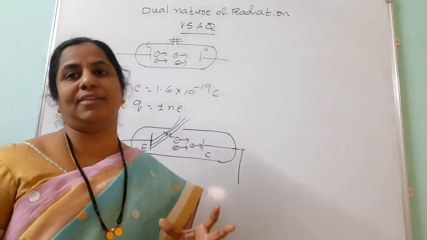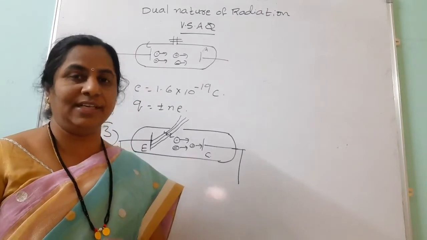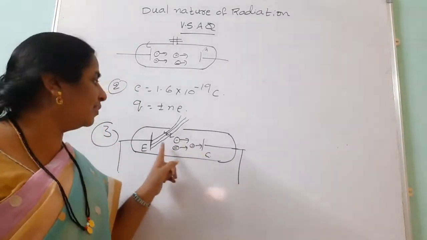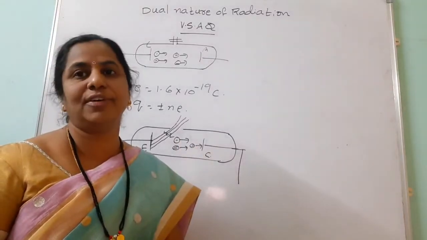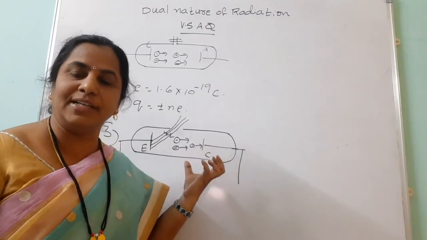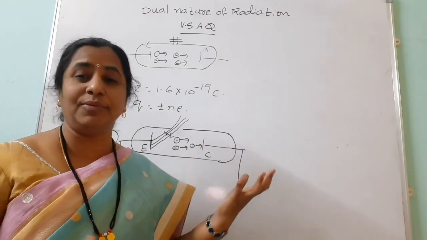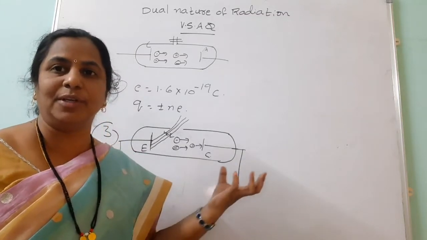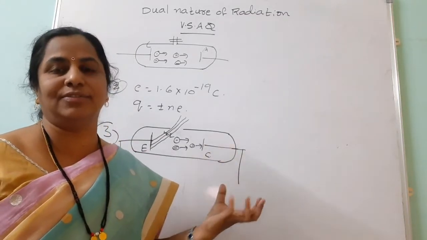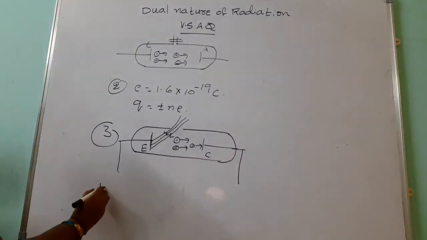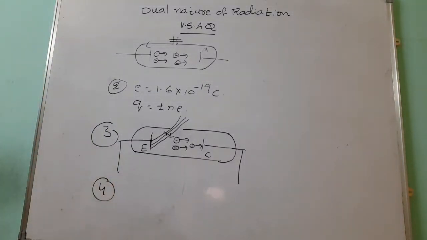In the photoelectric effect, we get the work function. The minimum energy required to liberate the electrons from the emitter is called the work function. We require a suitable frequency to liberate these electrons from the emitter. So the minimum energy required to liberate the electrons from the metal surface is called the work function. Then our fourth very short answer question is, what is the photoelectric effect?